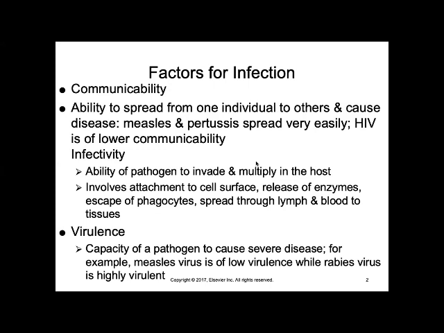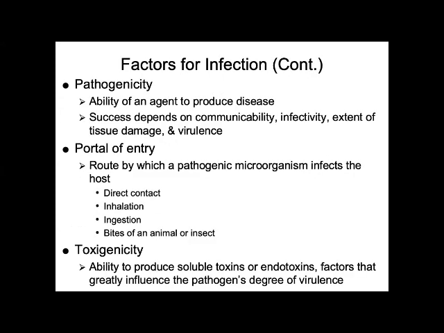Infectivity is just the ability of a pathogen to invade and multiply in the host. It involves the attachment to cell surface, the release of enzyme, escape of phagocytes, spread through the lymph and the blood and to tissues, right? And virulence is nothing more than the ability to cause disease, okay? And the virulence of something is also sometimes termed its pathogenicity, right? Something that's extremely pathogenic requires a very low infectious dose to produce disease, okay? Something that's much less pathogenic requires a much higher infectious dose, okay?